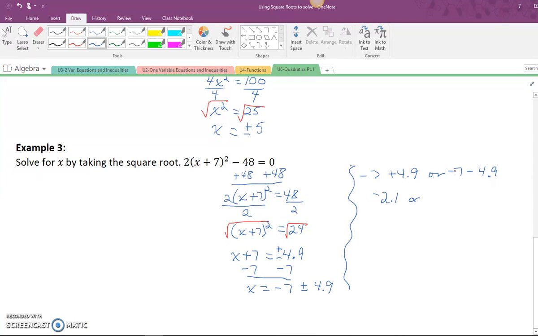I see those are both the same sign, so I'm going to add them together. So my second solution is actually negative 11.9. So if I write my solution set, which I should have done for the last two examples, it would be negative 11.9 and negative 2.1.